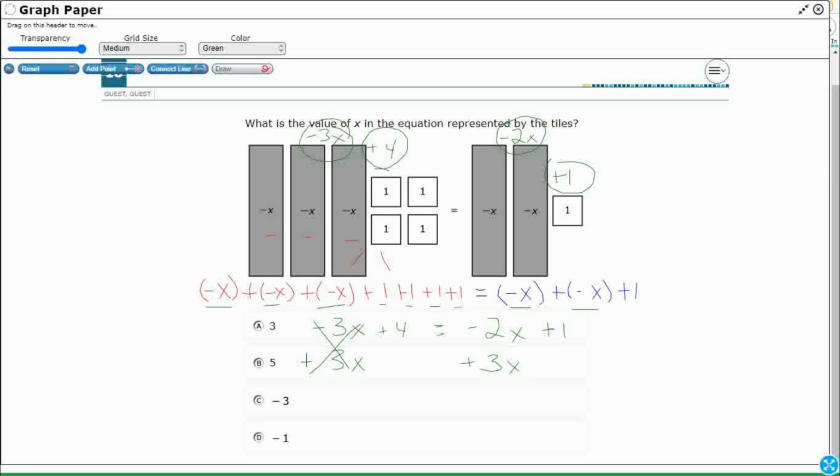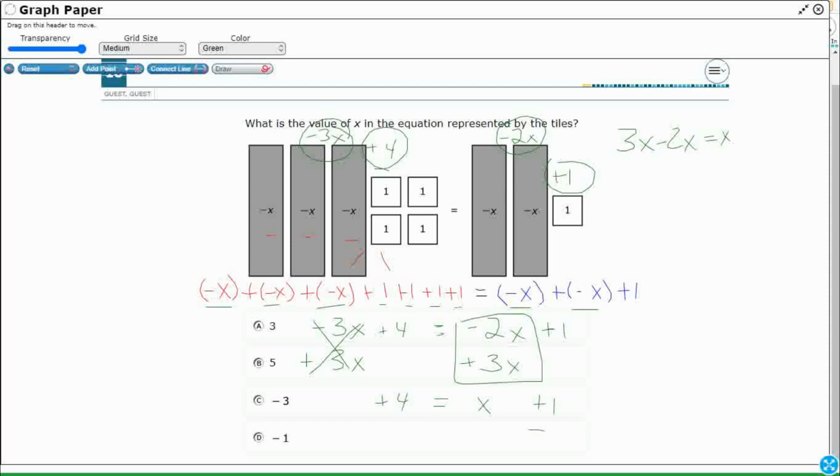But look what's going to happen over here. Negative 2x plus 3x. I could rewrite this as 3x minus 2x. Well, that's just going to leave me with x. So now I've simply got an x right here. I still have my plus 1, and I've still got my plus 4. Those didn't change. So I've got x plus 1 equals 4.